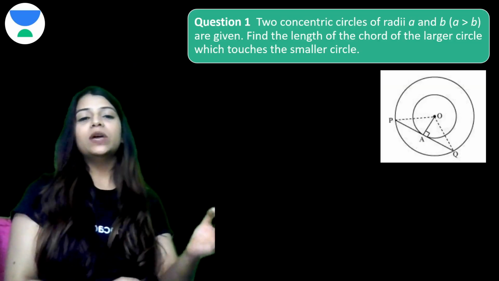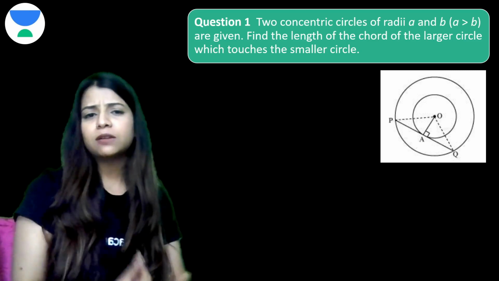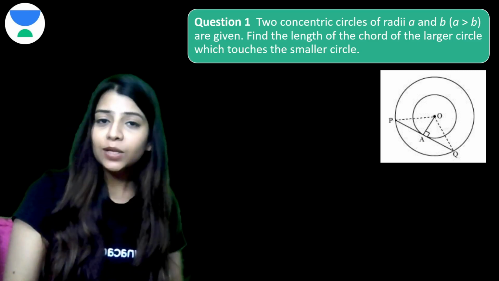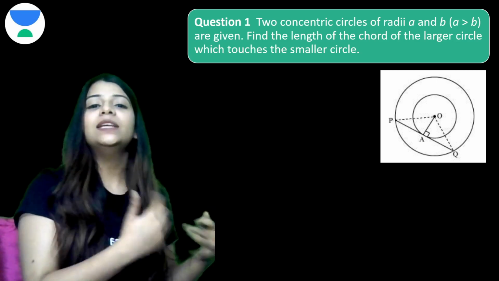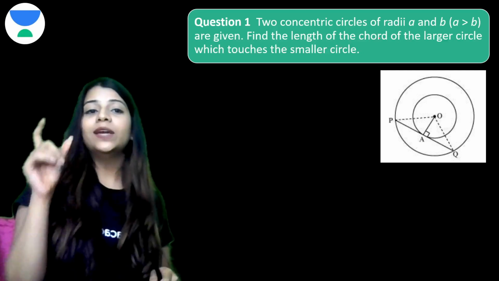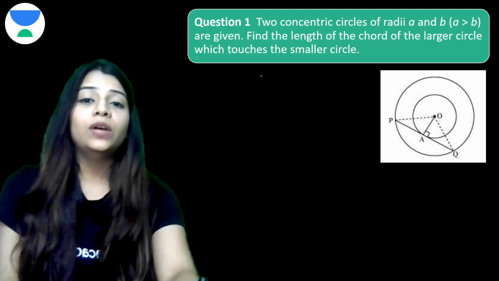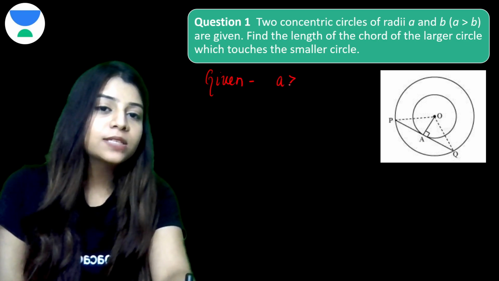So, starting with the very first question, it is given that there are two concentric circles. Now, what are concentric circles? Concentric circles are those circles which originate from the same center, but the radii differ. So in this, we are given two concentric circles with radii A and B, where A is greater than B.